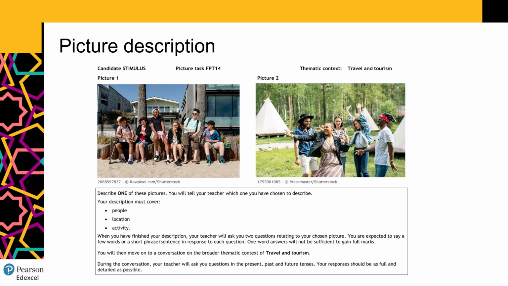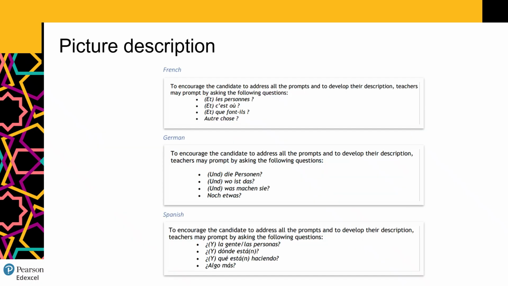The picture description is worth 8 marks, 4 for the content of what is said and 4 for the linguistic and grammatical accuracy. We recommend that students spend part of their preparation time for the picture task preparing grammatically accurate sentences in order to access the full mark range for this task. Teachers are permitted to prompt candidates who may have omitted to talk about people, location or activity, but only using set prompts, and up to a maximum of 3 times. There is also an anything else prompt in the target language.